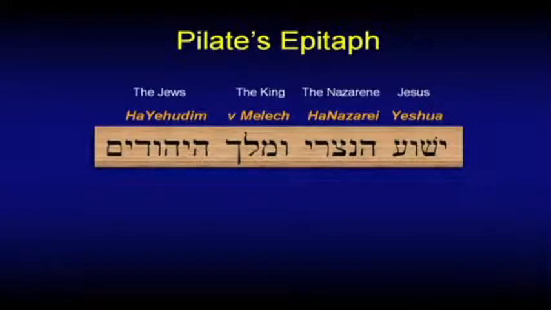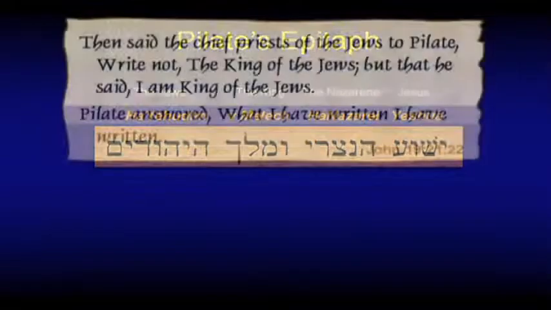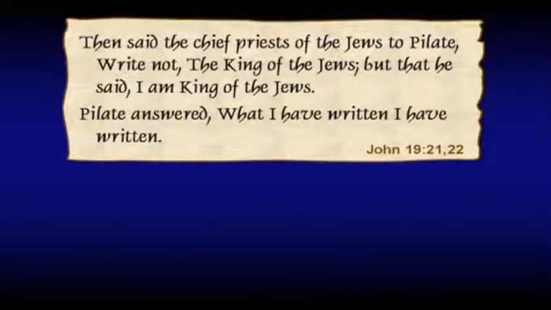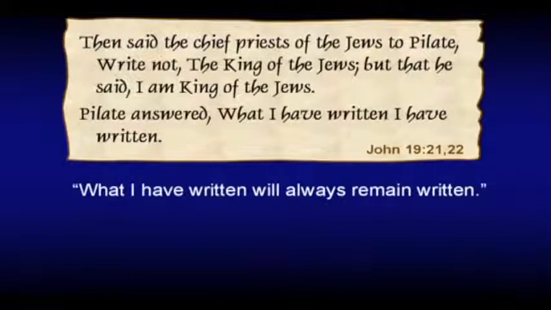Except you notice something in the next verse in John. The chief priests of the Jews said to Pilate, "Write not the King of the Jews, but that he said, I am the King of the Jews." They want it rephrased. You'll see why. You and I from the English can't tell why they want it rephrased. I'll show you why. But I want you to notice what Pilate answered. "What I have written, I have written." You sort of see Yul Brynner saying that somehow, don't you? What I have written will always remain written is what it really translates from the Greek.